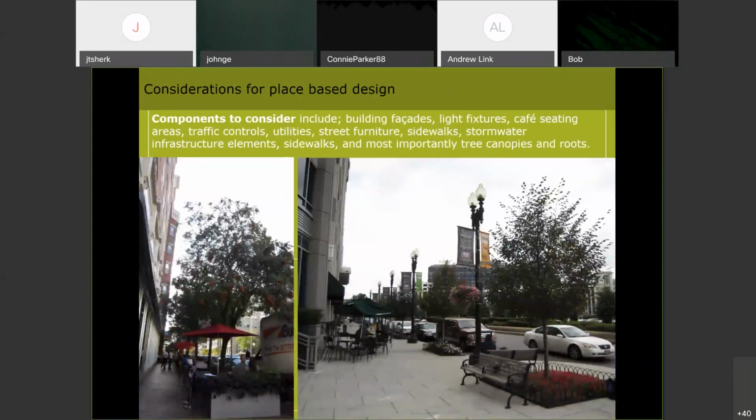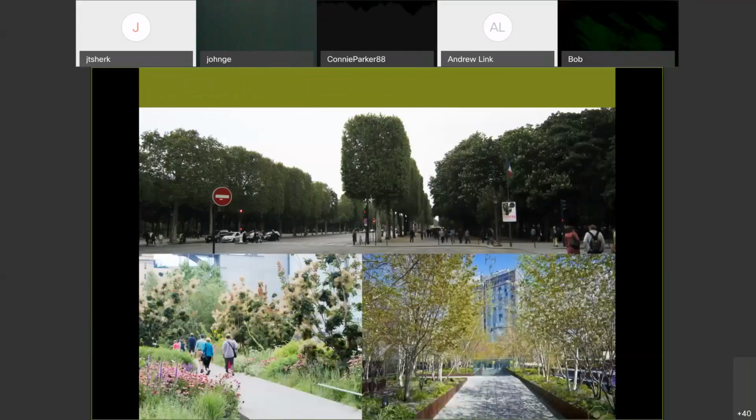Some components that you have to consider in the urban environment are building facades, lighting fixtures, cafe seating areas, traffic controls, utilities, street furniture, sidewalks, and stormwater infrastructure. All these things have to come together and incorporate the trees, their canopies, and their root systems. Well, we have some really cool examples historically. The top image here is the Champs-Élysées in France. It's basically made up of this grid of trees, some of which are kept pruned. And that really is the character of that street.